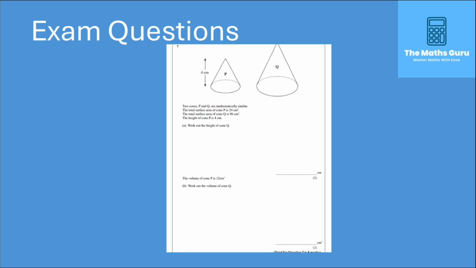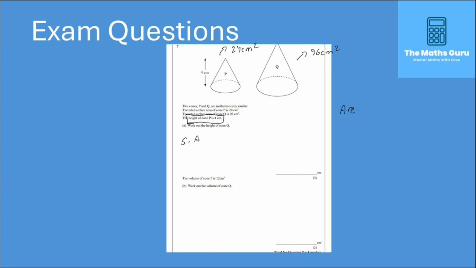Okay, now looking at our next question, we have two cones, P and Q, which are mathematically similar. It tells us that the surface area of P is 24 centimeters squared, and the total surface area of Q is 96 centimeters squared. It tells us the height of cone P. We need to work out the height of cone Q.